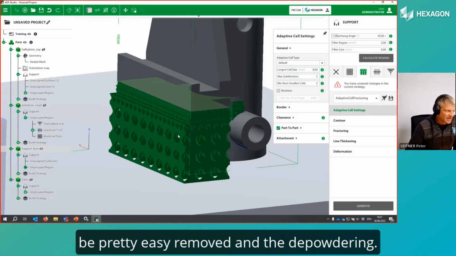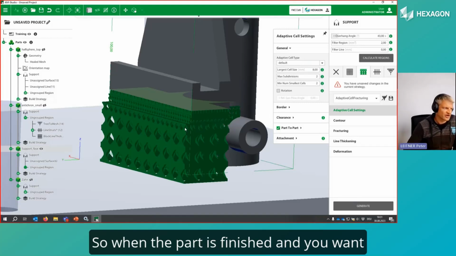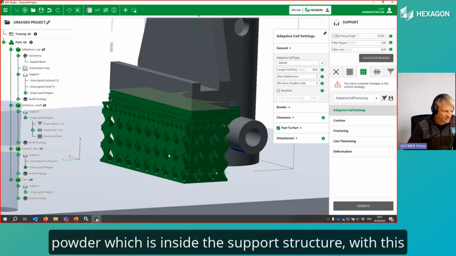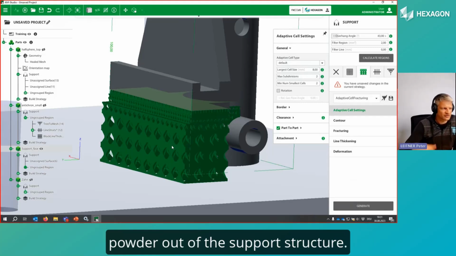And the depowdering, so when the part is finished and you want to get rid of the loosened or the stuck powder, which is inside the support structure, with these big openings, it's very easy to get the loosened powder out of the support structure.